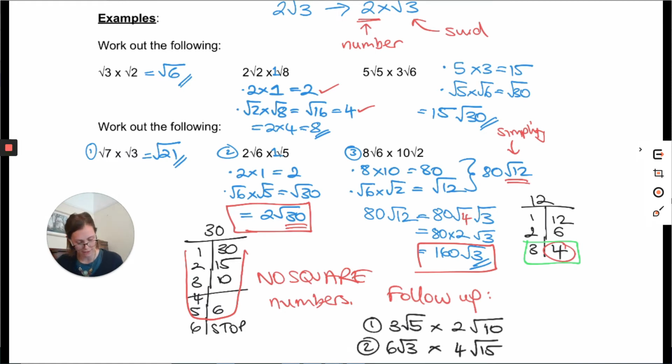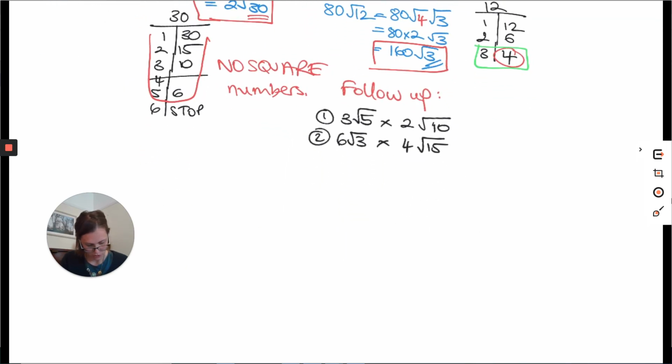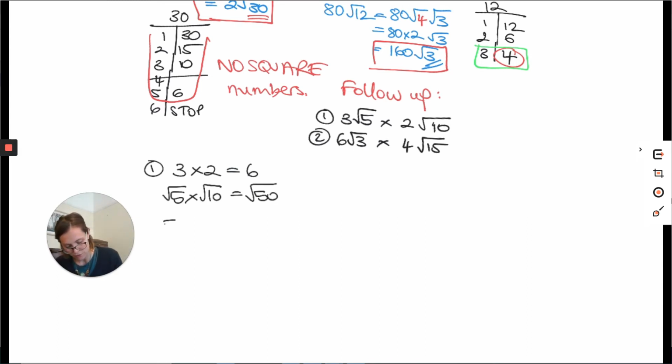Right, welcome back. Let's have a look at those 2 questions then. So if I just scoot this page up, we'll just look at the follow-up. So for question number 1, we should have number times number, so 3 times 2 is 6, and then root 5 times root 10, which is root 50. So first round, your answer is 6 root 50.